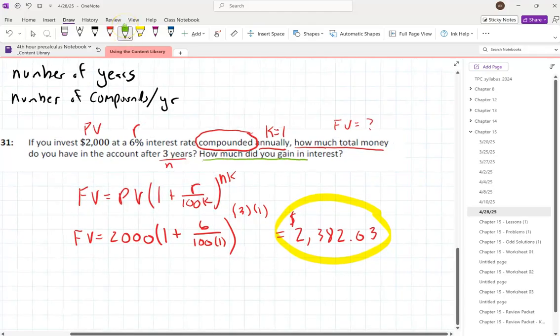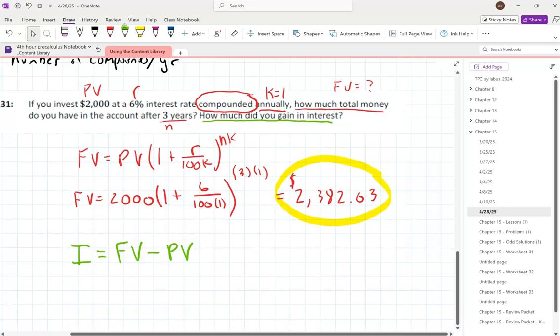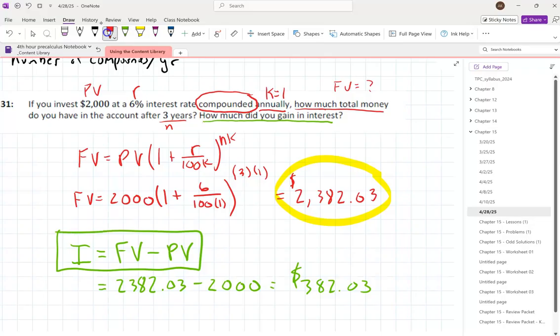Said, how much money did you gain in interest? So in general, the amount of interest earned is going to be the future value minus the initial investment. That'll tell us how much money we've made in interest. So in this case, I would have earned $382.03 in interest. So if you're ever asked how much interest is earned, it's just future value minus present value.